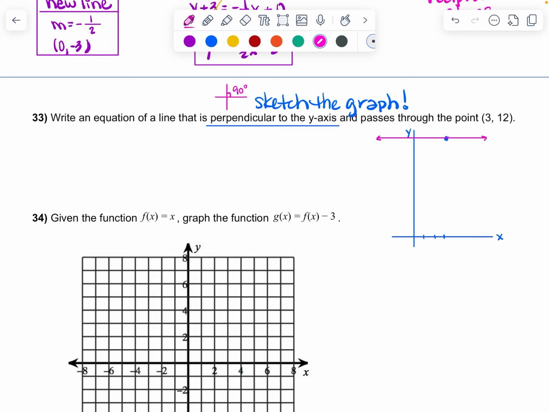So we want the equation of a line that only crosses the y-axis. And of course, what value is it crossing the y-axis at? Well, it has to be 12 because it's going through the point (3, 12). So our answer is the equation y equals 12.